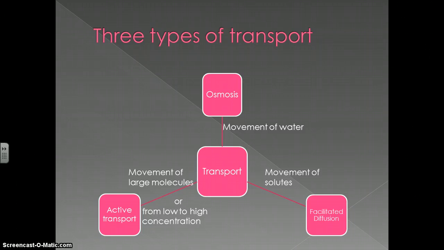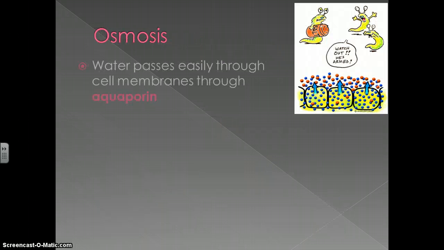Facilitated diffusion is when solutes move from high to low concentration through a protein channel. It's called facilitated diffusion because molecules need help passing through that membrane. Finally, osmosis is the movement of water from high concentration to low concentration. Many times, water is able to move across the membrane much more easily than other substances.